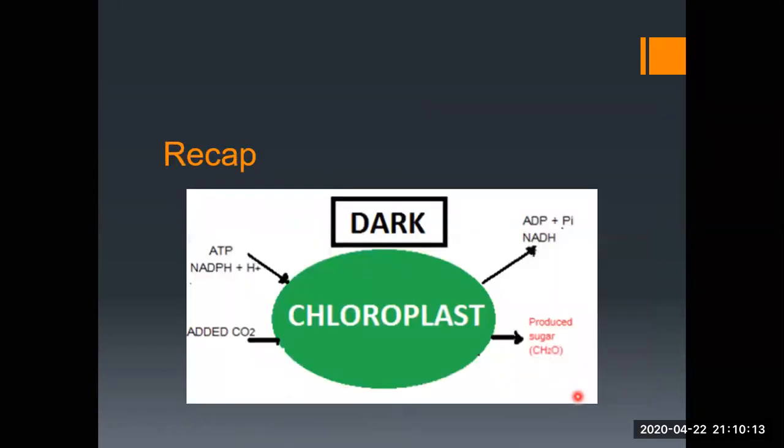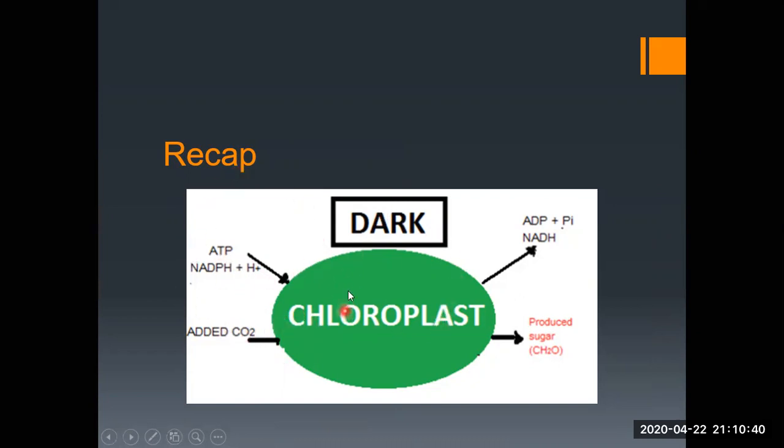Let's have a quick recap of what we have learned today. The dark reactions take place in the stroma of the chloroplast. Chloroplast is an organelle in which the dark reaction is taking place. The products are ATP and NADPH. Further, carbon dioxide is added as a substrate, with ATP and NADPH as a source of energy.